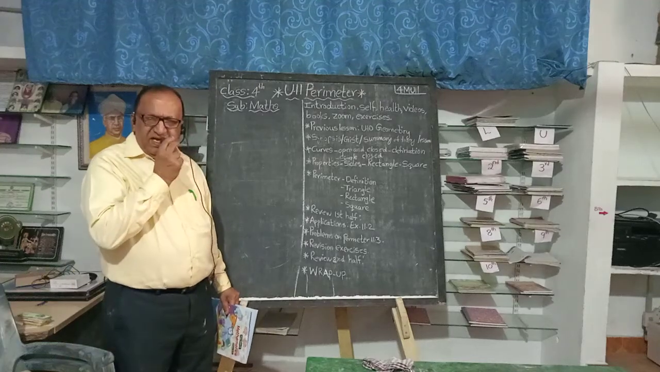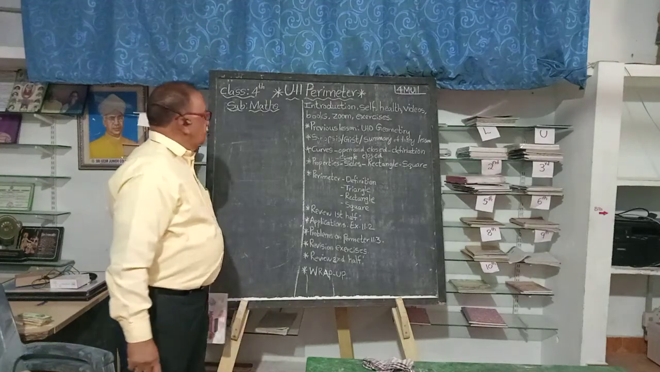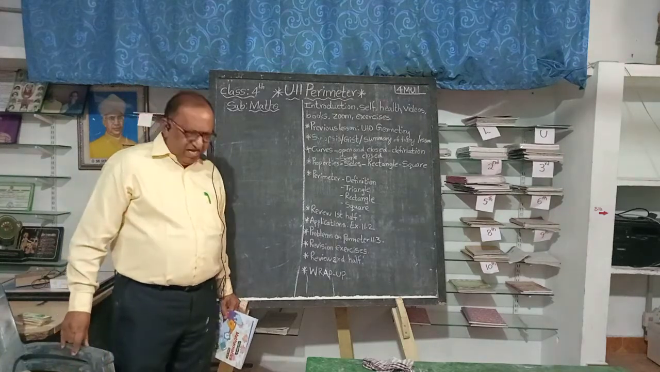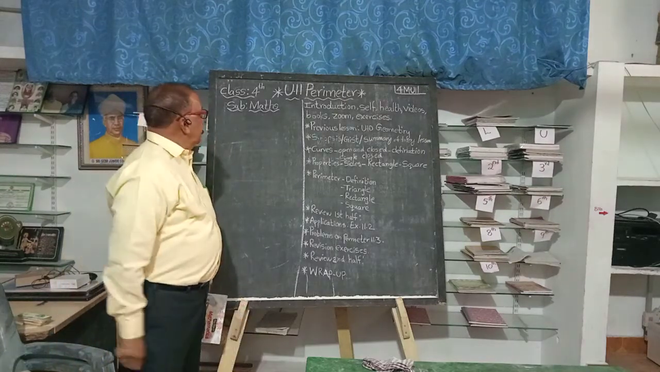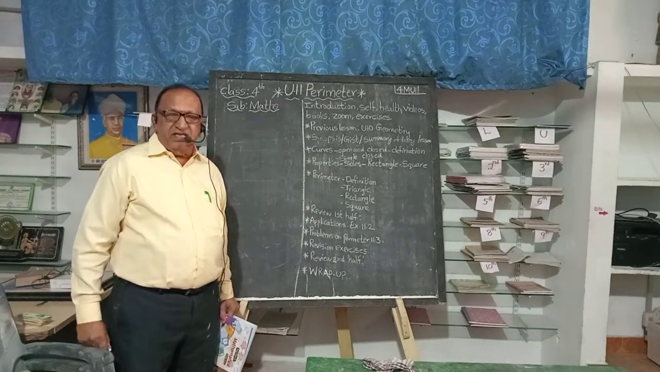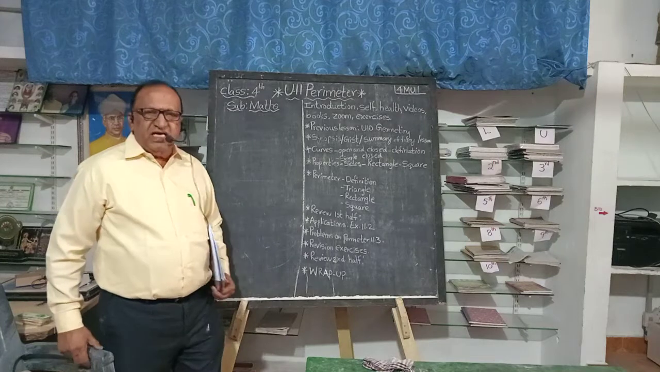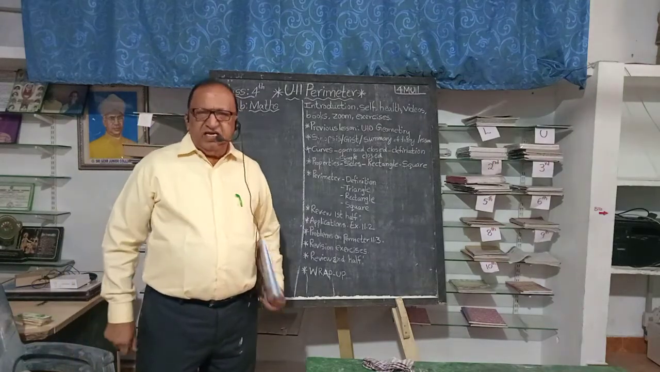Good day, my dear fourth class students. Today I am going to teach one chapter in mathematics. The unit number is 11. It's called perimeter.